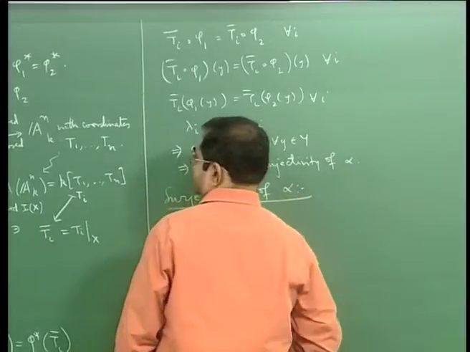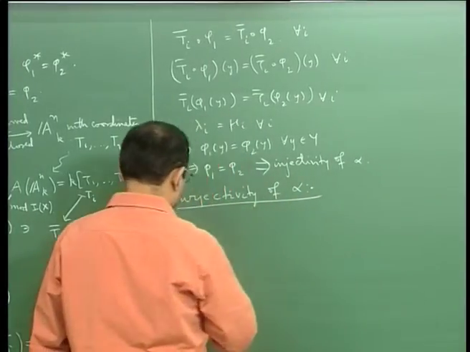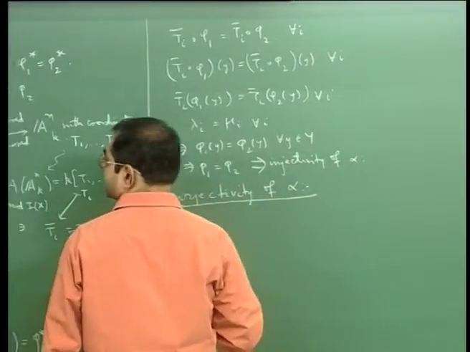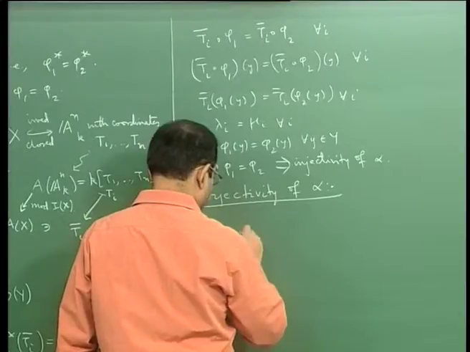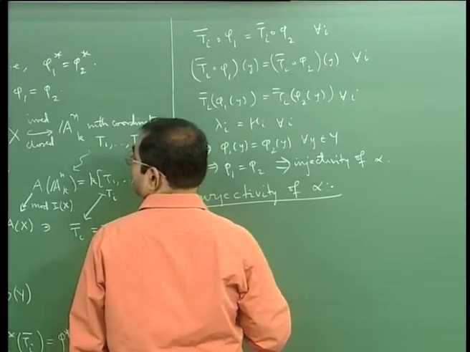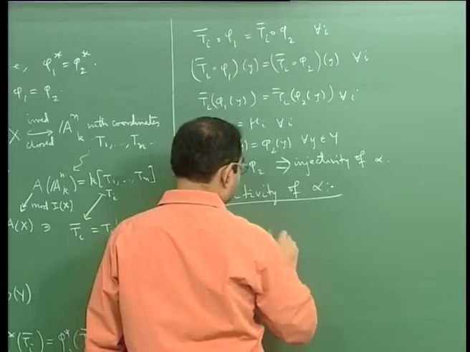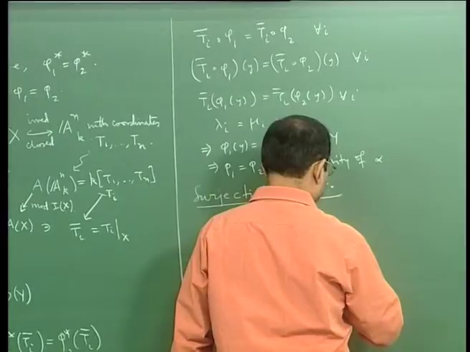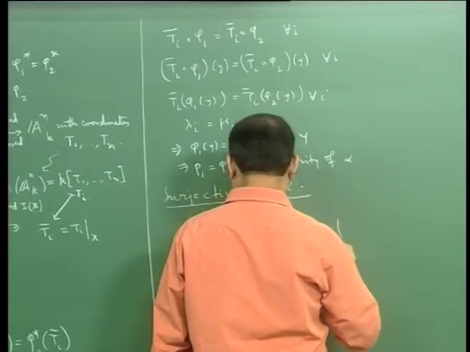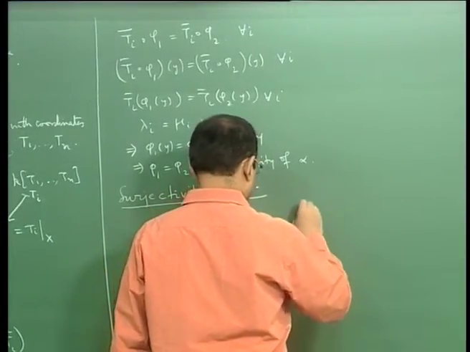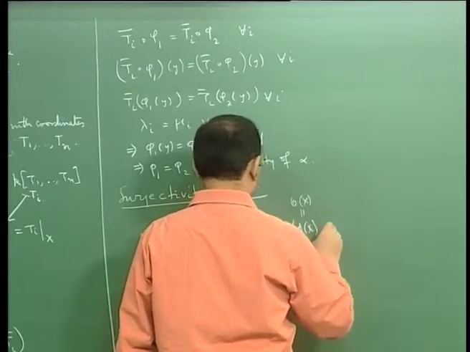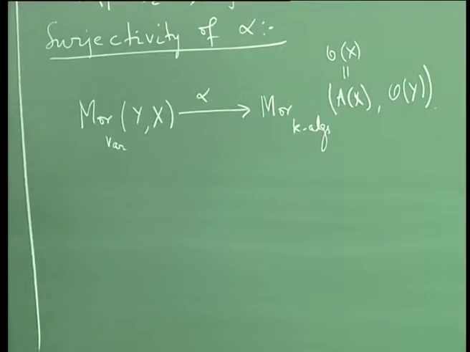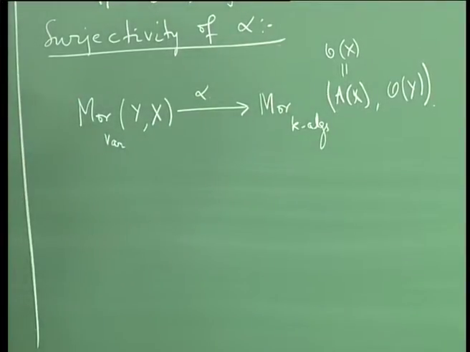So how does one do the surjectivity? Here is my situation. I have these morphisms of varieties from Y to X. I have this map alpha, and on this side I have morphisms of k-algebras from Ax, which is the same as Ox, to Oy. I am trying to prove surjectivity of this map. I have already proved injectivity.